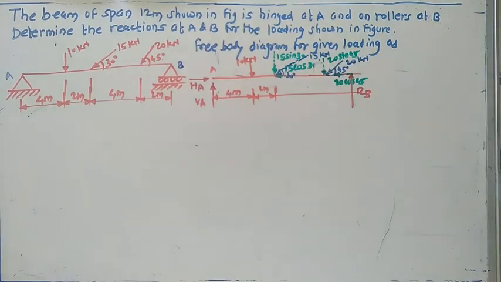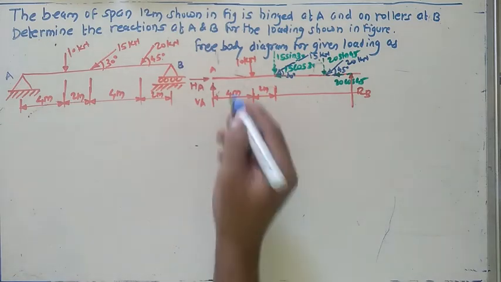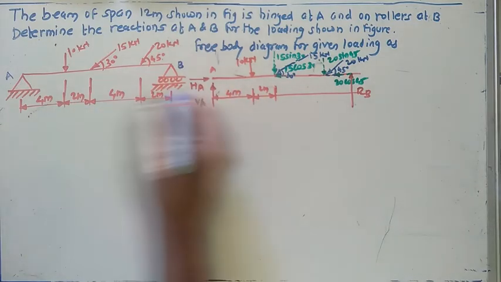Once the free body diagram is drawn by us, now this is the case of general force system. In case of general force system, by applying the conditions of equilibrium, how to solve this one? This will be clear to you in the coming step. So here apply the conditions of equilibrium.